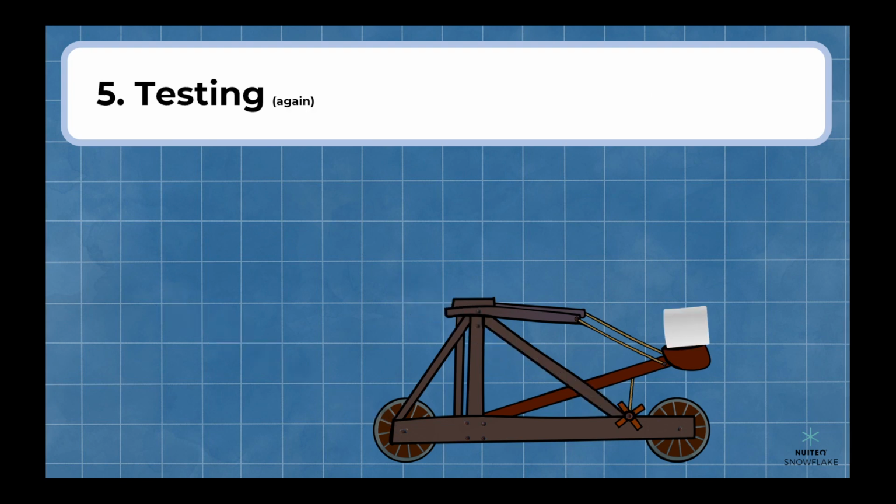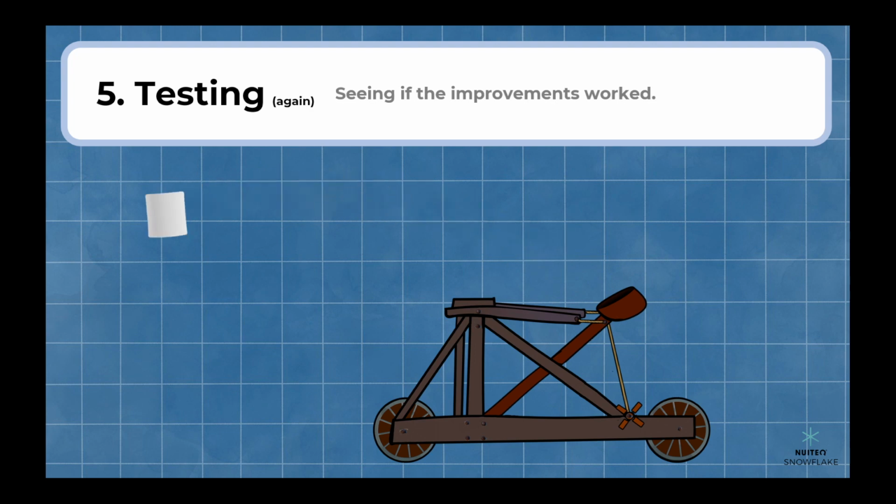Finally, we'll test our catapult again, to see if our improvements worked. If they did, great! We have a working catapult. If not, we might need to go back to the planning stage, and figure out what we can do differently.